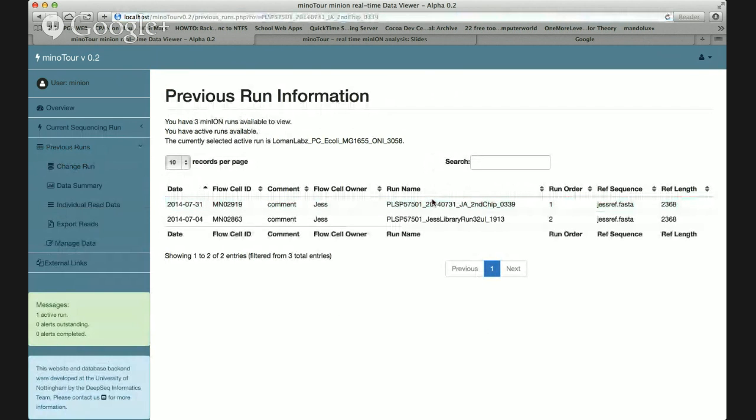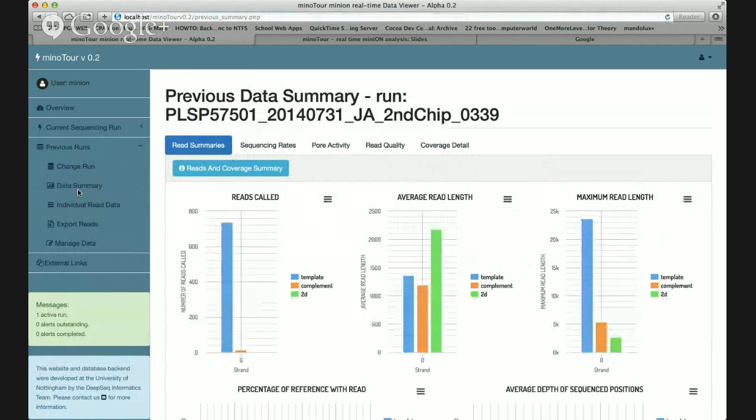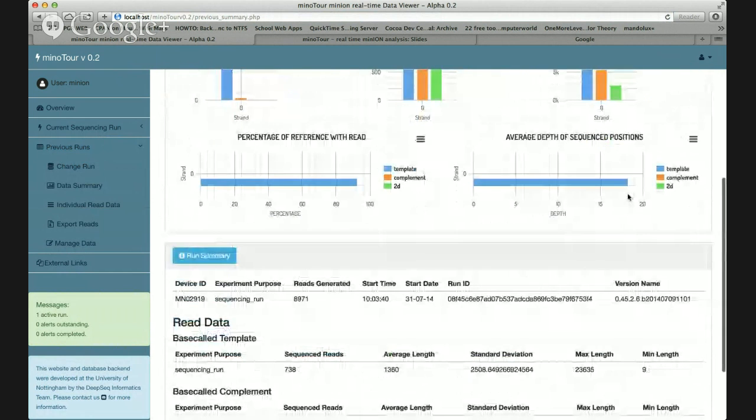Now this is amplicon sequencing, so you can get a summary, and don't pay too much attention to the numbers here because, as I say, we know we were making a mistake, and I'll explain in a moment how we know that. There are graphs being generated here: the number of reads called for the template, the complement, the 2D, the average length, the maximum read lengths, coverage, all those things.